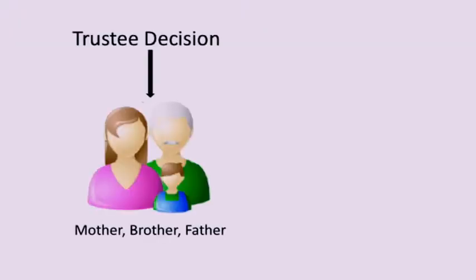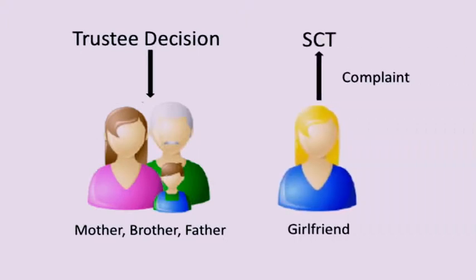So in this particular case, we had a young man who was 18 years of age, had superannuation benefits. He didn't have any dependents, he wasn't married, didn't have any children. So in this particular case, the trustee of the superannuation fund, who had ultimate control as to where those benefits were paid, awarded the benefit to his mother, brother and father. However, he also had a girlfriend who made a complaint to what's called the Superannuation Complaints Tribunal on the basis that she was in an interdependent relationship.